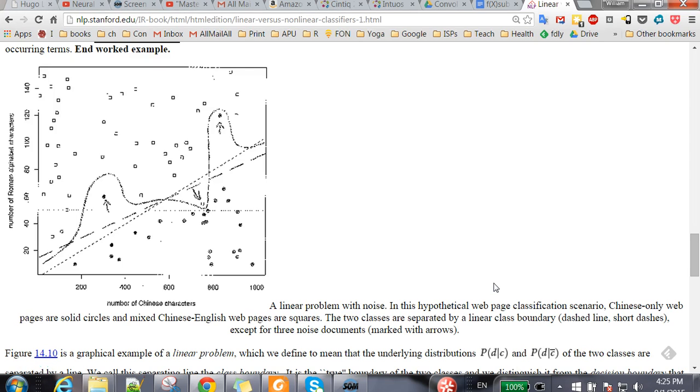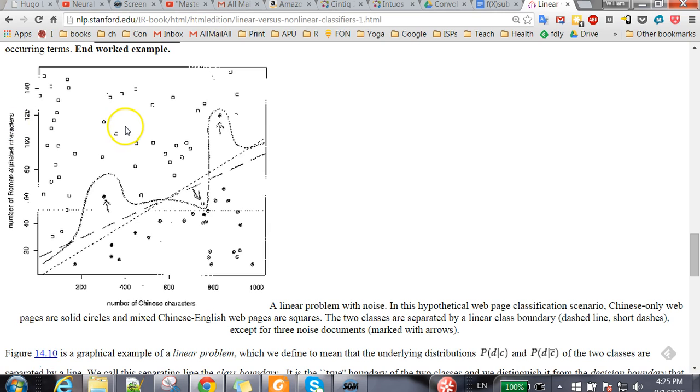Okay, let's just take another example. So here it says a linear problem with noise. It says in this hypothetical web page classification scenario, Chinese only web pages are solid circles. So here's a solid circle, here's a solid circle. These are Chinese only. And anyway, first of all, let's look at the axis. What's the axis here? The number of Chinese characters in the page. And what's the axis here? The number of Roman alphabet characters in the page.